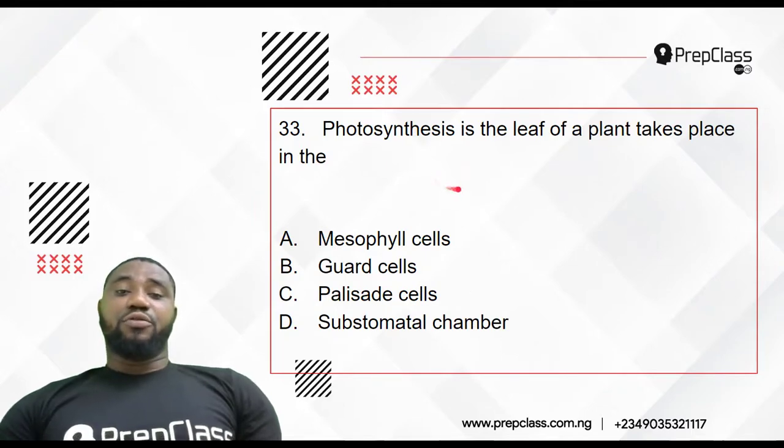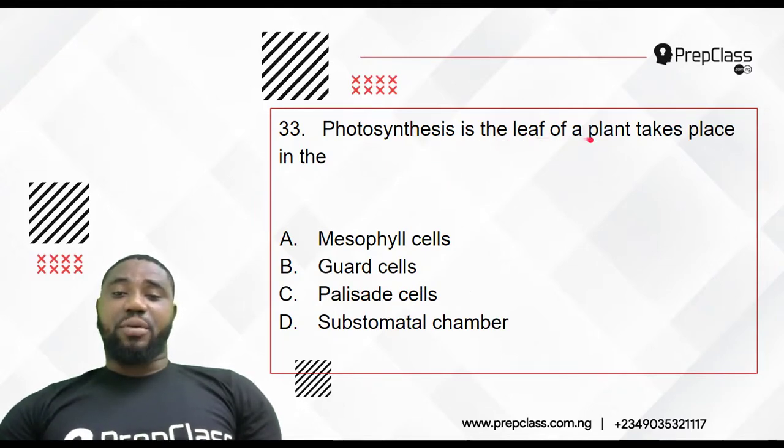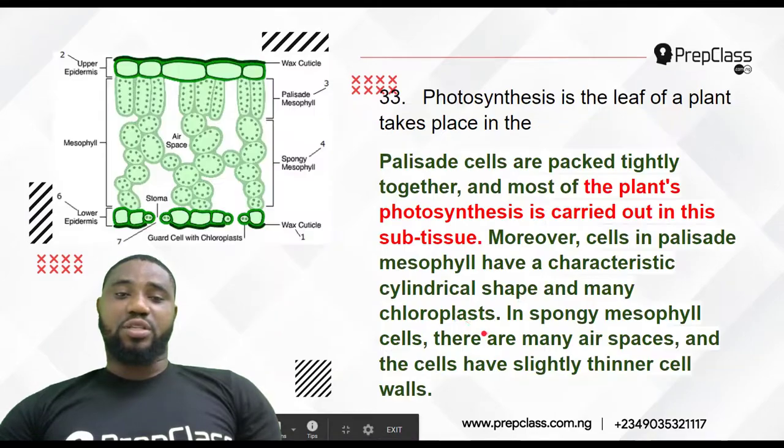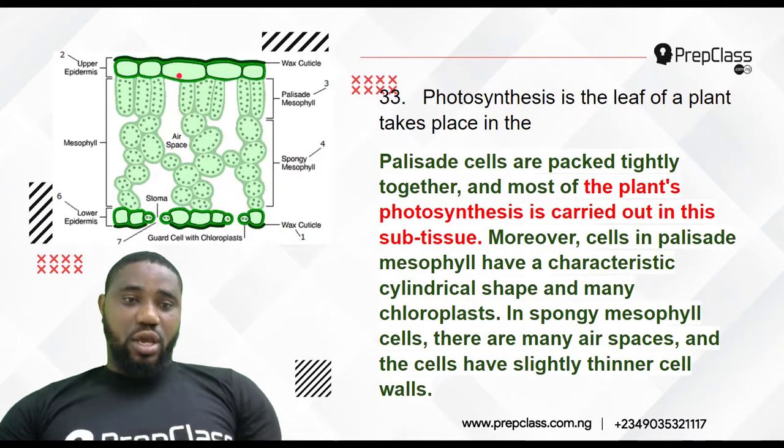33. Photosynthesis in the leaf of a plant takes place in the: is it mesophyll cells? Is it the guard cells? Is it palisade cells? Is it the substomatal chamber? Let's look at the longitudinal, the internal structure of a leaf.